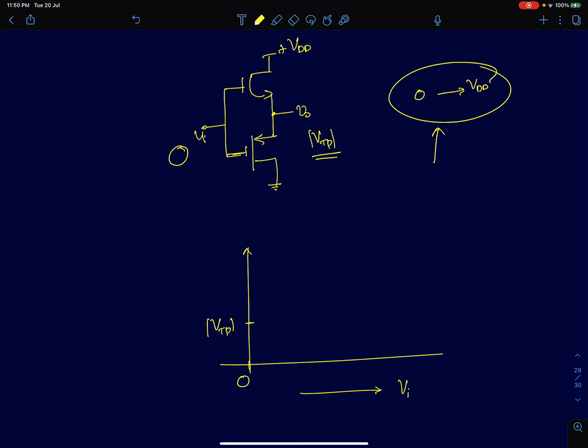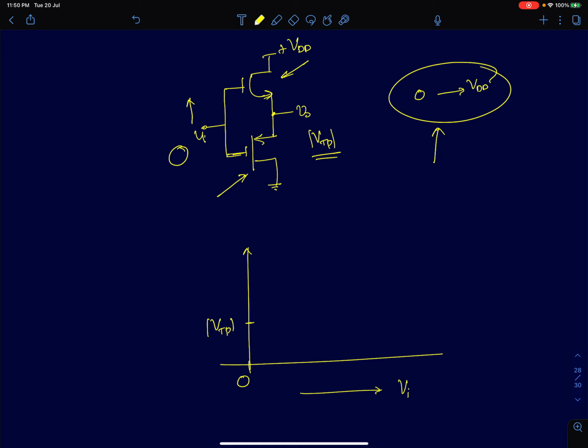Now if you start increasing the input node voltage, since it's a buffer, how can you see it's a buffer? You can see there are two common drain configurations connected in parallel. So this is an NMOS common drain, this is a PMOS common drain. You've connected the two in parallel, so the output and input will be in the same phase, which means if input increases, output should also increase. The opposite of a CMOS inverter.